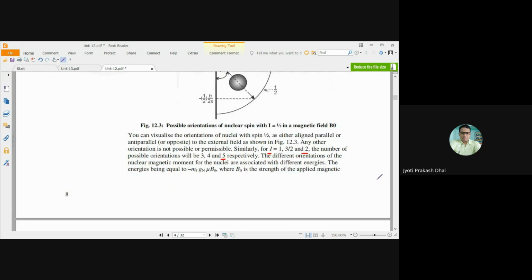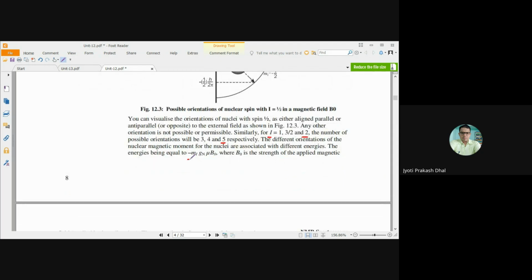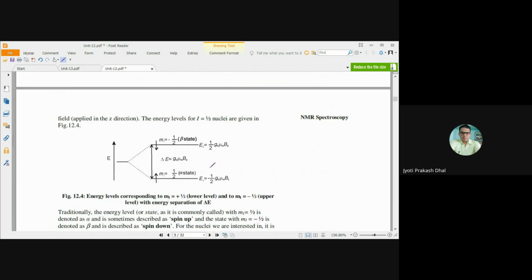Then the different orientations of a nuclear magnetic moment for the nuclei are associated with different energies. So the energy is equal to minus m_I g_N mu_N B0, where B0 is the strength of the applied magnetic field. The energy levels for I equals half can be shown as follows. If the value of I equals half, then it will have two orientations and two energy levels. The first energy level, E alpha, equals minus half g_N mu_N B0, and the second energy level, E beta, equals half g_N mu_N B0.